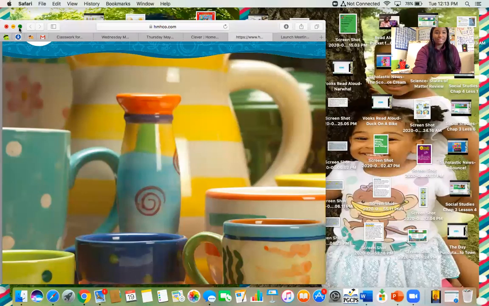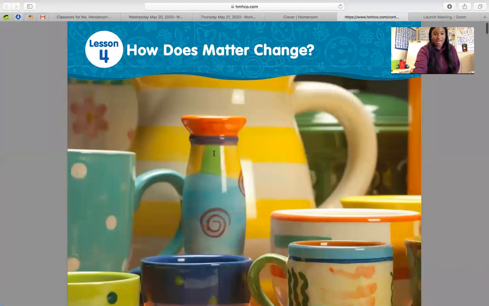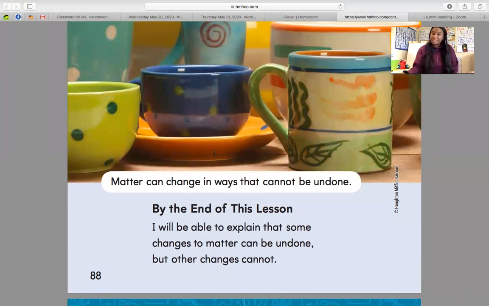Today in science, we are going to work on our lesson check and self-check on irreversible and reversible changes. To prepare, we are going to review or reread lesson 4, How Does Matter Change? And remember, by the end of this lesson, you will be able to explain that some changes to matter can be undone, but other changes cannot.